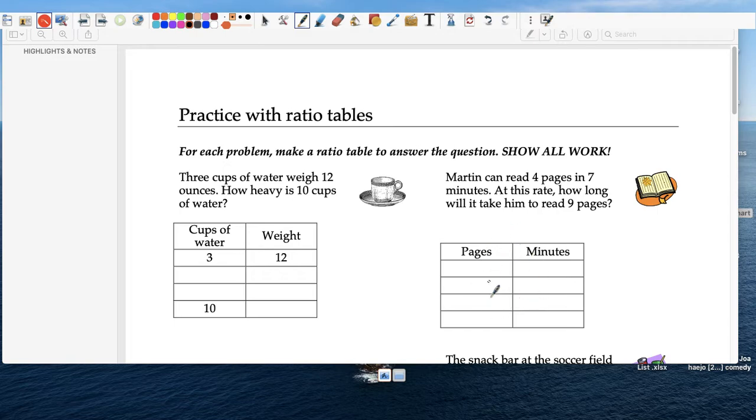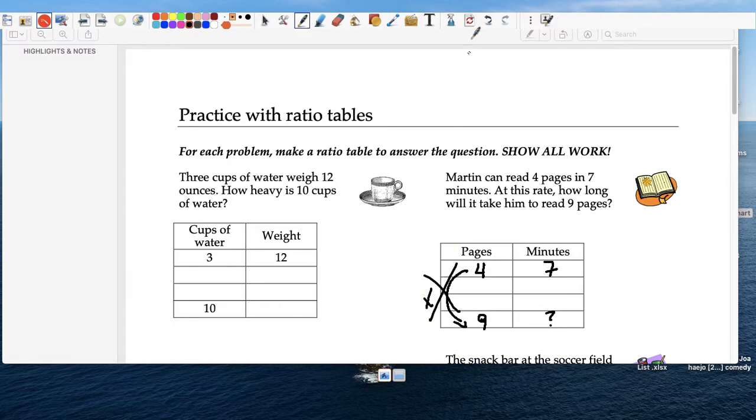Now this second one, I did it in class, but again, I'm going to do it again. So there's a table, and it says Martin can read 4 pages, 4 páginas, en 7 minutos. How many, or how long, I'm sorry, will it take to read 9 pages? Si tiene 9 páginas, ¿cuánto le va a durar? ¿Cuántos minutos?